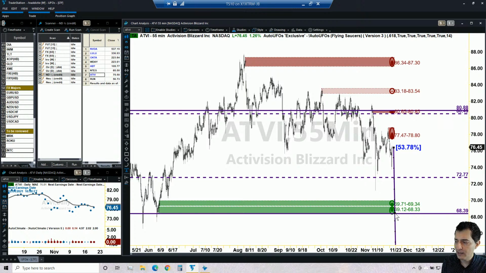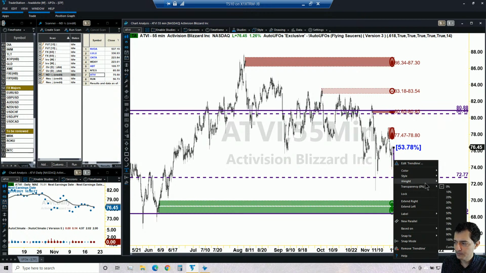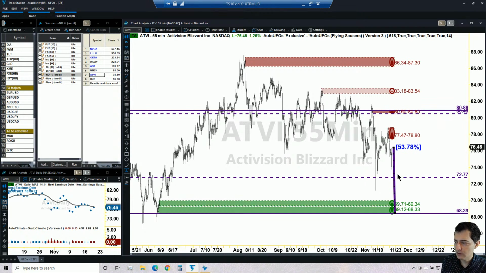And one way to look at this, which is quite visual, is just to draw a vertical line. And I like to make it thicker so it's clearer for you guys.